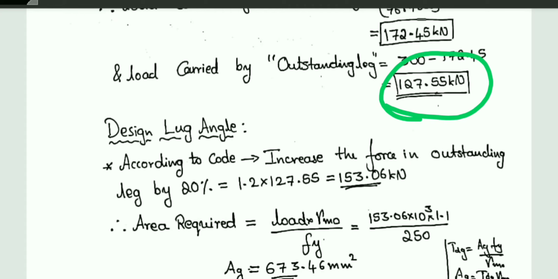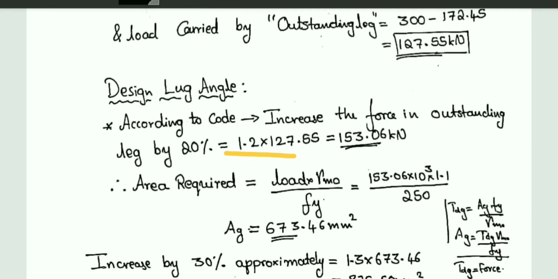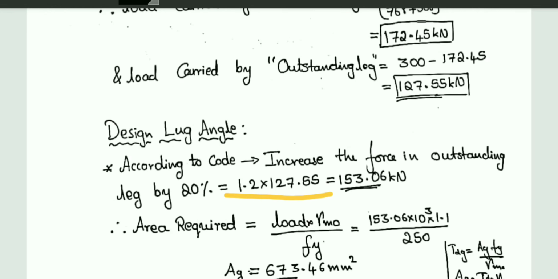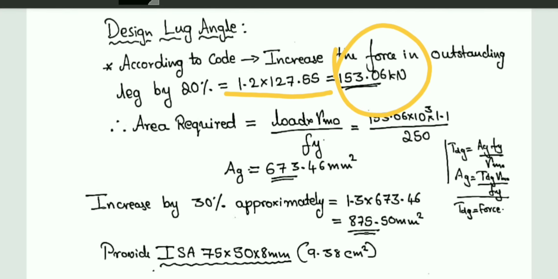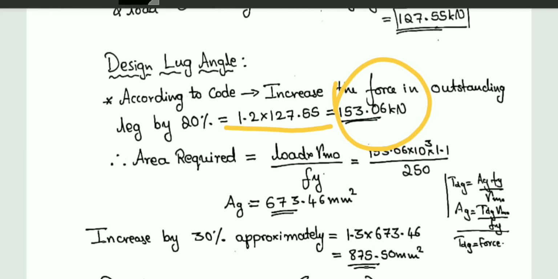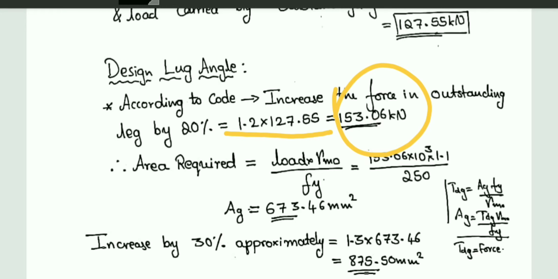We should go for the selection of the angle. The first step for selection of the angle is to increase the force in the outstanding leg by 20%. That is 1.2 into 127, it becomes 153.06 kilonewton. This load is the load we will be considering here.